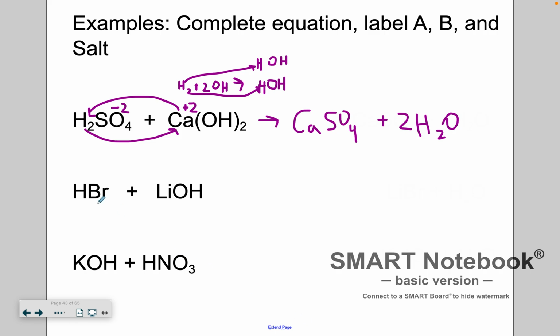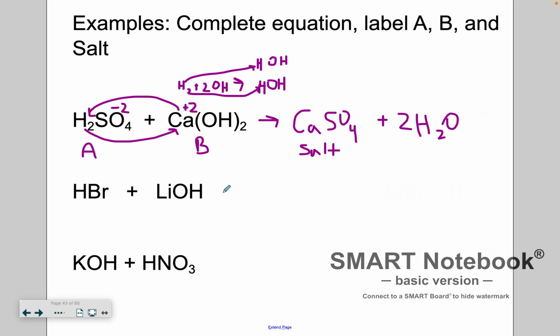Nice. Okay, HBr plus LiOH. All right. Oh, no, we are not done. Sorry. We need to label our acid, base, and our salt. So, because H2SO4 donated, had the H in front, the proton, this is my acid. Calcium hydroxide is my base. And it's mostly because I see this OH here. And your salt is always going to be on the product side. So which one of these two is my salt? Oh, that would be your calcium sulfate. Now I'm done.